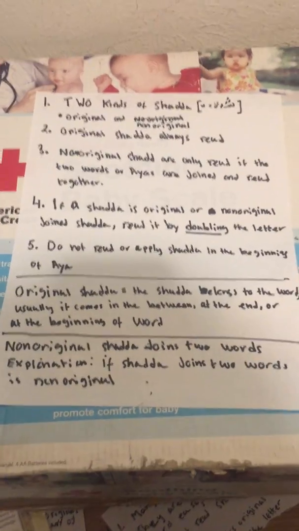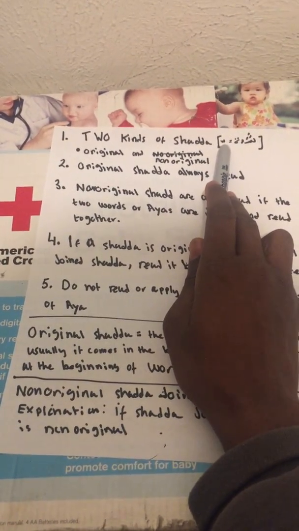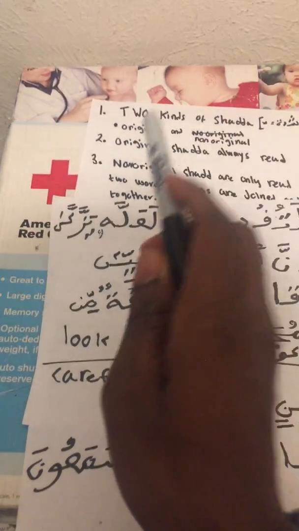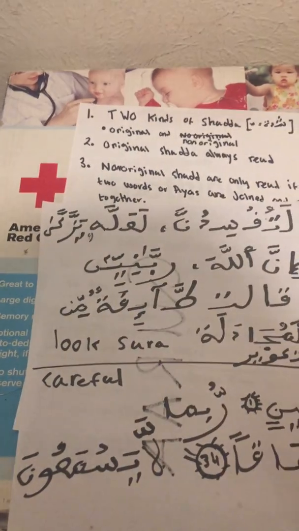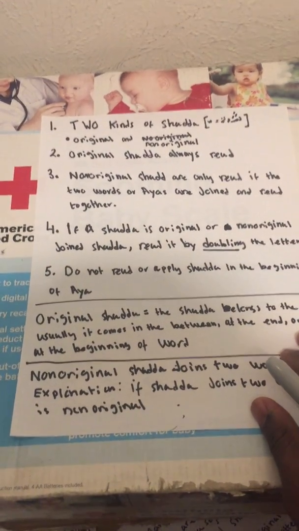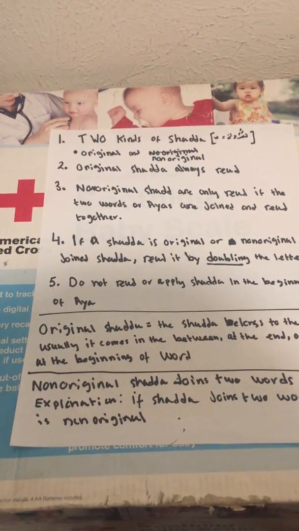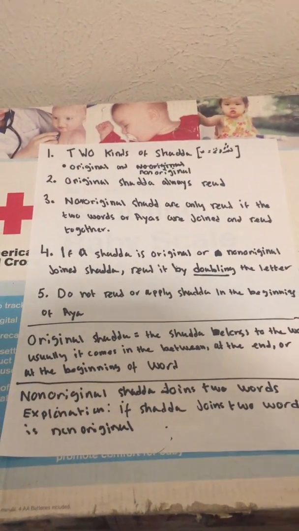Today I want to teach about shadda. This is the symbol of the shadda. You have the symbol right here. It's like a small W. Shadda means to double the expression of the word. You have to double how you read it.